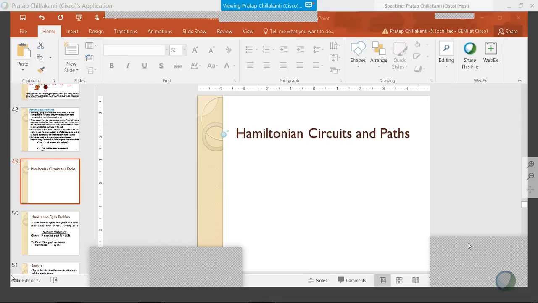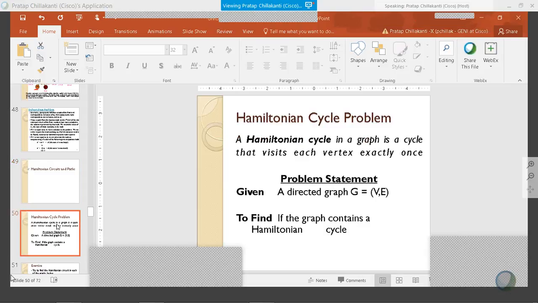And the topic that we will talk about today is Hamiltonian circuits. Right off the bat, you will get an exercise, as you know by now what we do. But let me first define what a Hamiltonian circuit or a cycle is. Then you do the exercise for about 10 minutes.